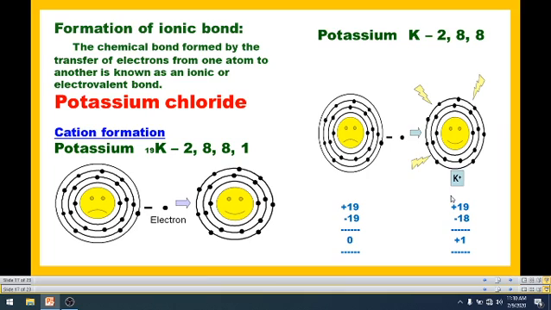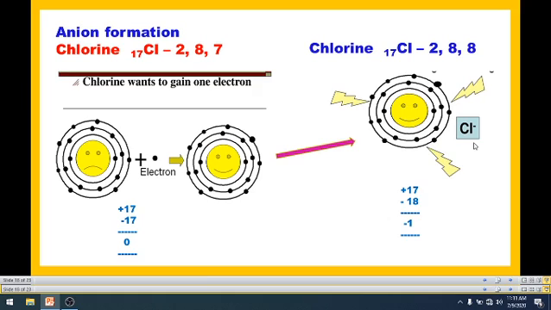So potassium acquires a positive charge. The potassium atom changes to a potassium ion. The ion which has a positive charge is called a cation. So this is how a cation is formed. A potassium atom is converted into a potassium ion by losing an electron. Now, how is the chloride ion formed?